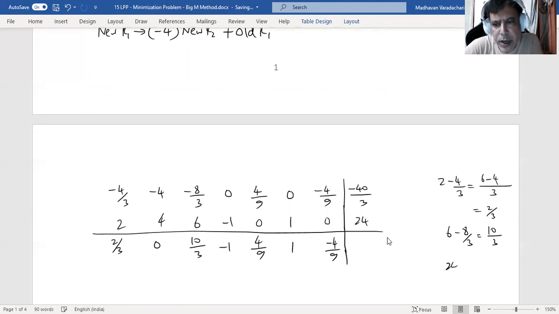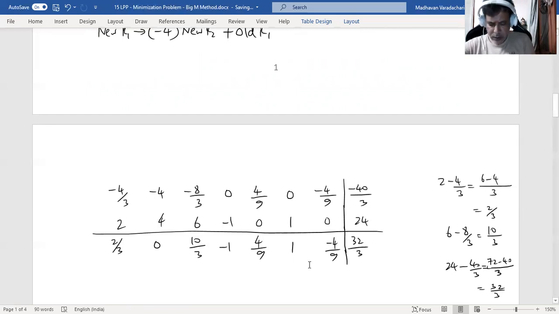And what about this 24 minus 40 by 3? This is 3. This is 72 minus 40. 72 minus 40 becomes 32 by 3. Yeah. So let's substitute those values.